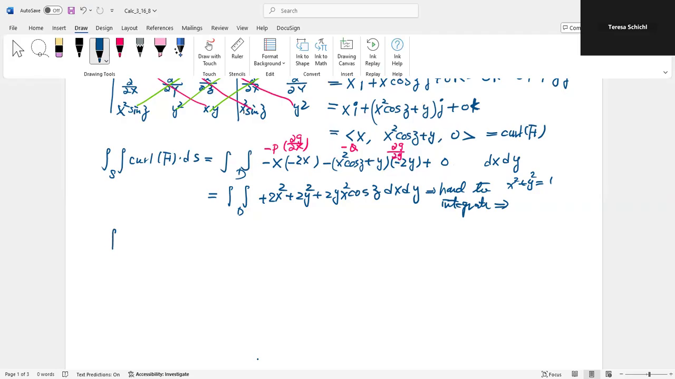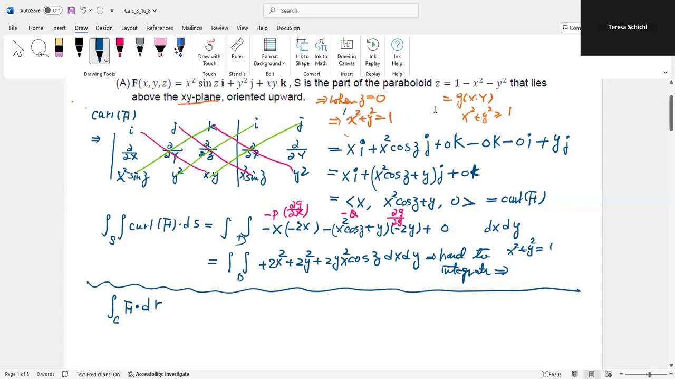Let's see, can I do a line integral here? This is the F dot dr. Like I said, physically, if you want to use the surface integral, it's very difficult to integrate. So let's see if I'm able to use the line integral. As we say here, when z equals 0, this surface is enclosed by this circle in the xy plane.